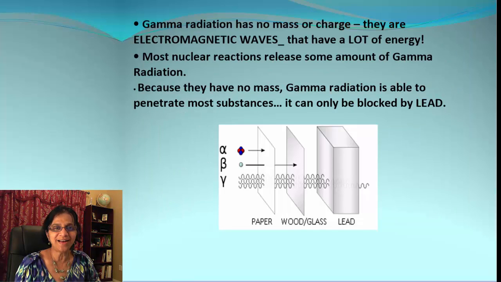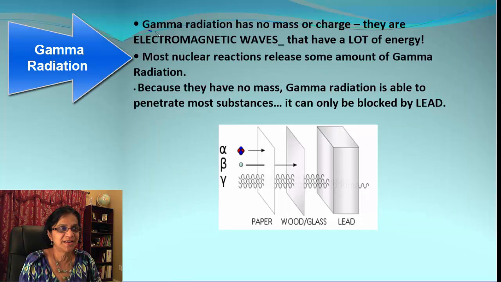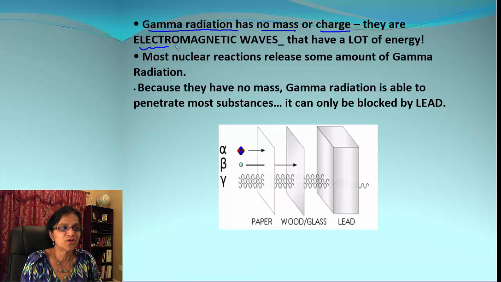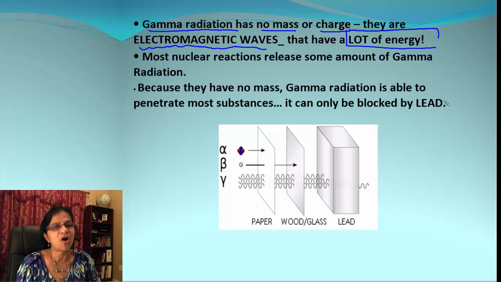And now one final radiation, which is gamma radiation. These have no mass and no charge. They are simply electromagnetic waves, but they have a lot of energy. So most nuclear reactions will always release some amount of gamma radiation. Because they have no mass, gamma radiations can penetrate almost all substances. But there is one substance that can block gamma radiation, and that is lead.